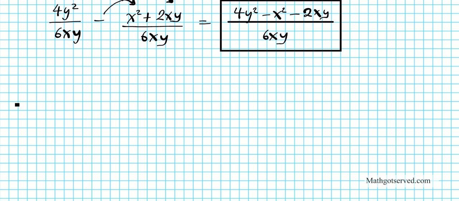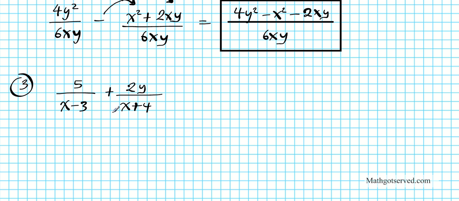Number 3. So for number 3, we have 5 over x minus 3 plus 2y over x plus 4. So how do we do this? We need to find the LCD of these two terms. These two are first degree binomials with no common factor, so they cannot be reduced. So what we just need to do is find the LCD.